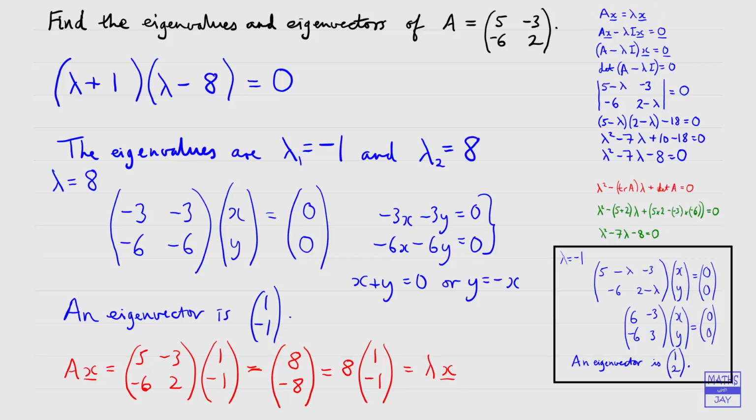So we have got the eigenvalue minus 1 with the eigenvector 1, 2, and the eigenvalue 8 with the eigenvector 1, minus 1. So let's now have a look at how we can visualize those.